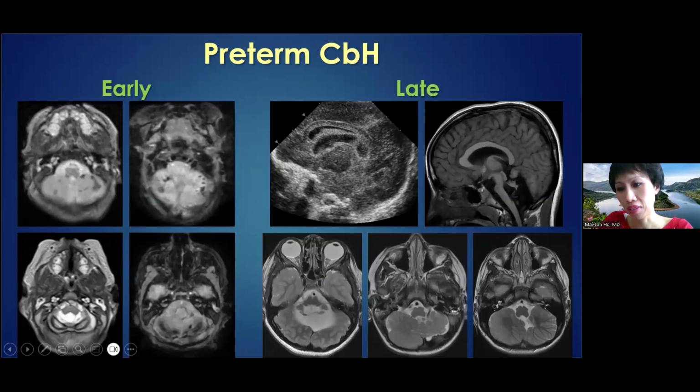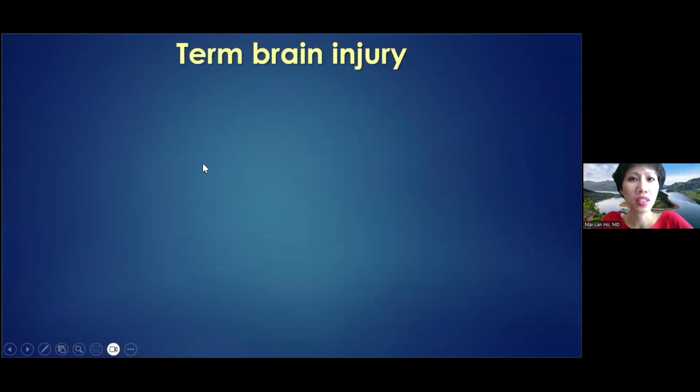So these were basically areas of injury, of hemorrhage, and then the cerebellum, which actually develops quite a bit postnatally in the first 2 or 3 years of life, will foliate abnormally around these areas of acquired injury. Okay, so moving on to term brain injury.